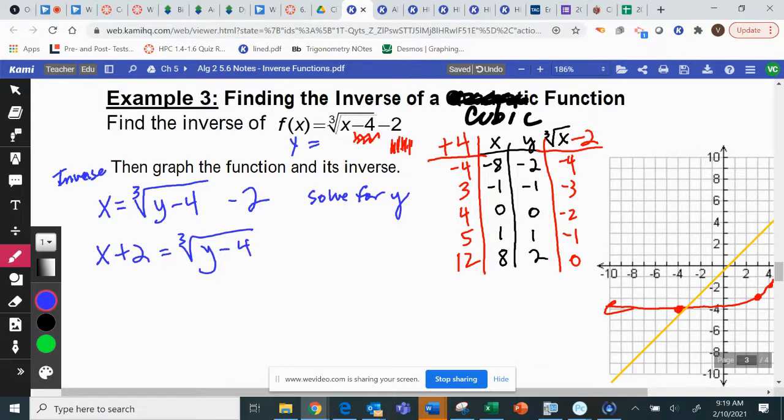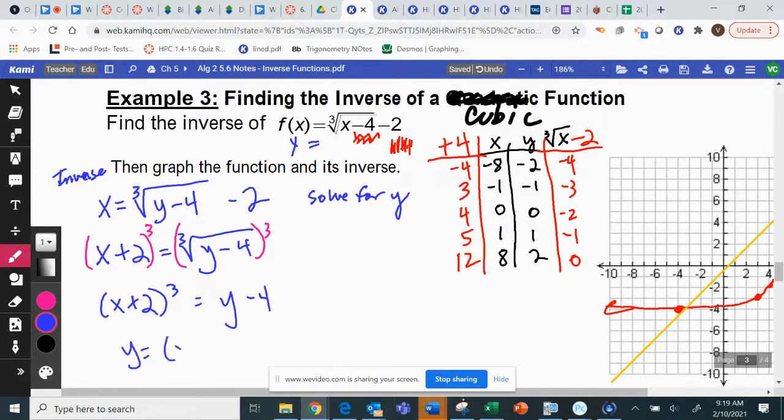So this is what we were doing in 5-4, we were solving. So if I'm trying to get y by itself, how do I get rid of the cube root? Cube. We do its inverse operation. So I have x plus 2 cubed equals y -4. And then I'm going to add that 4. And I will have x plus 2 cubed plus 4. So add the 4 to both sides.